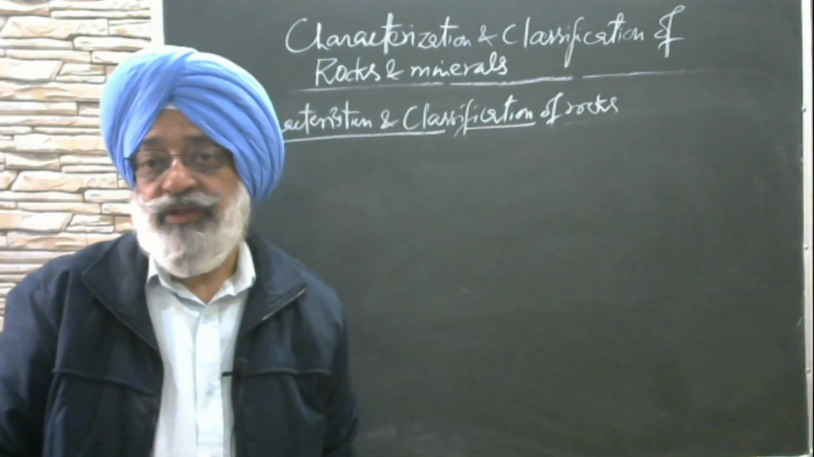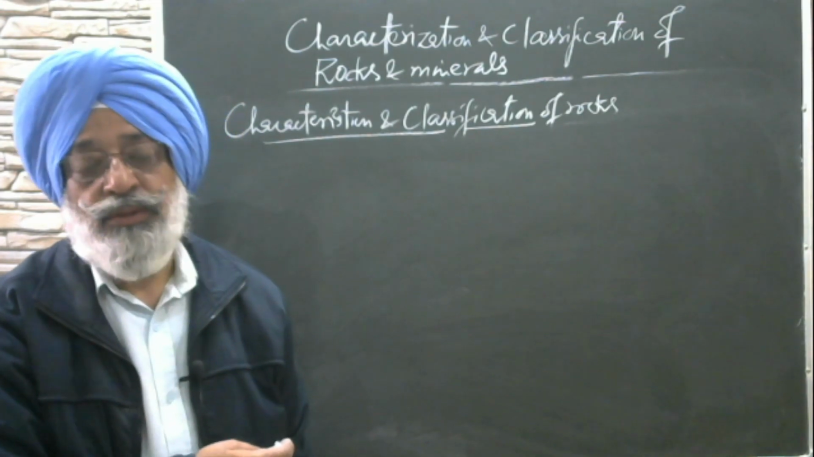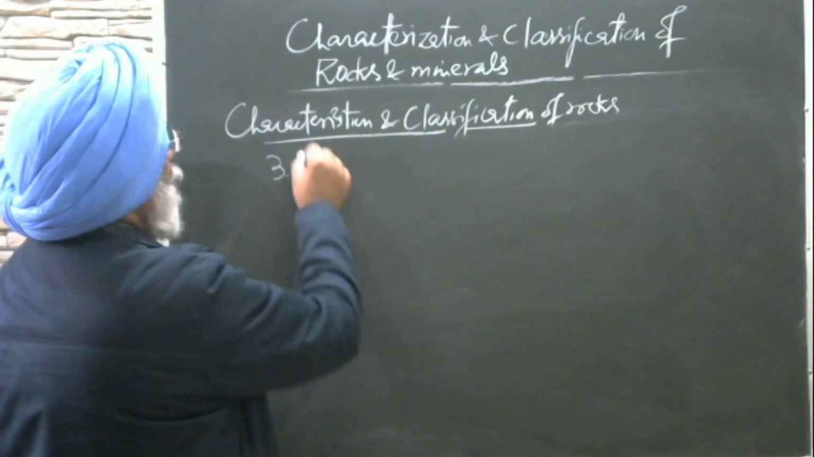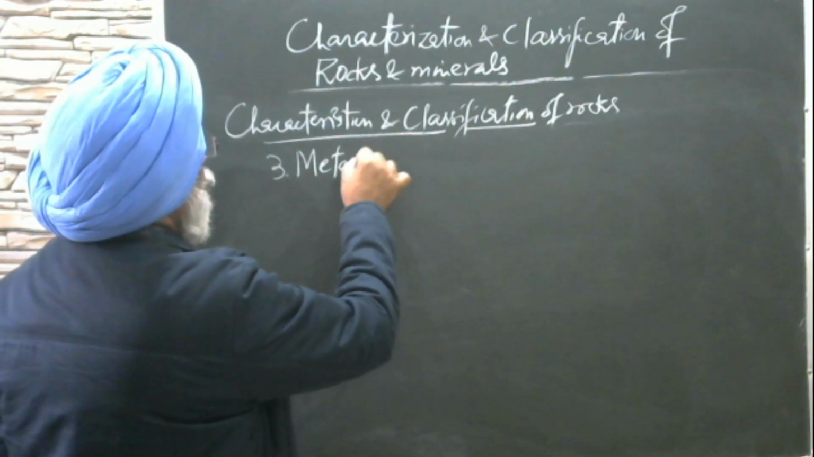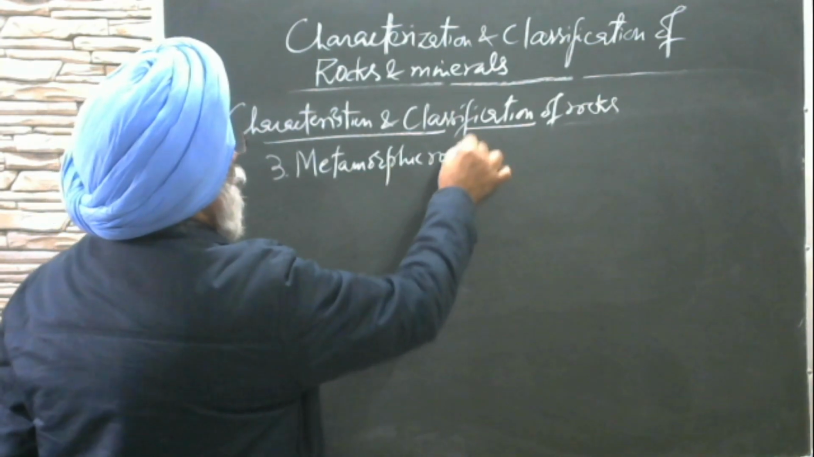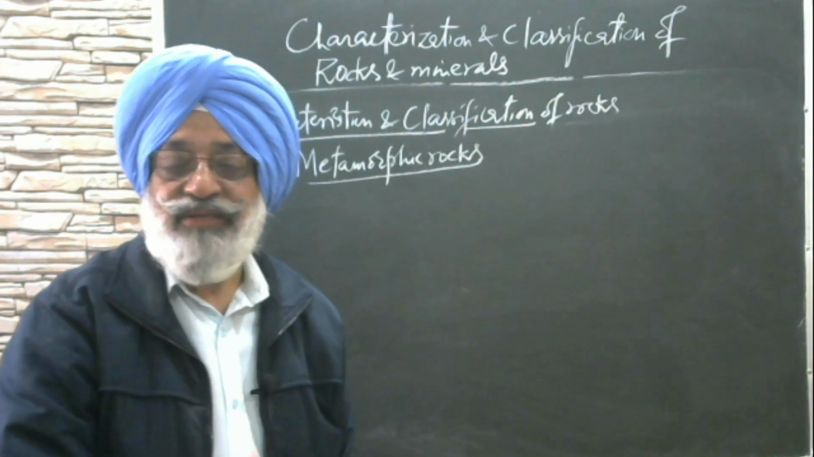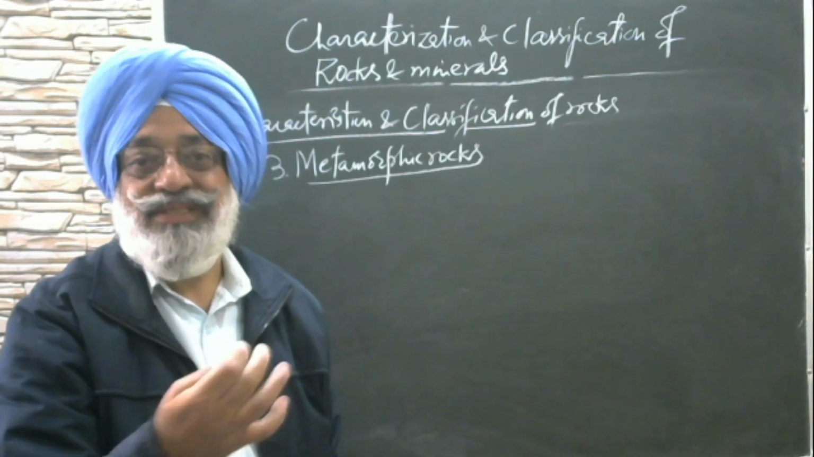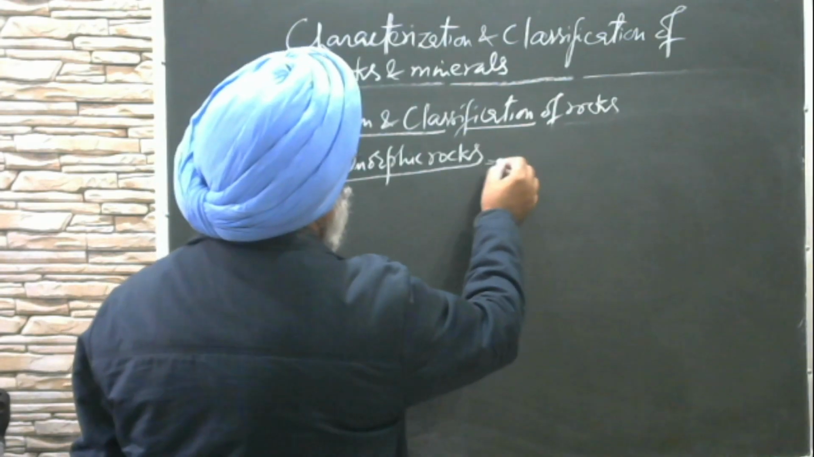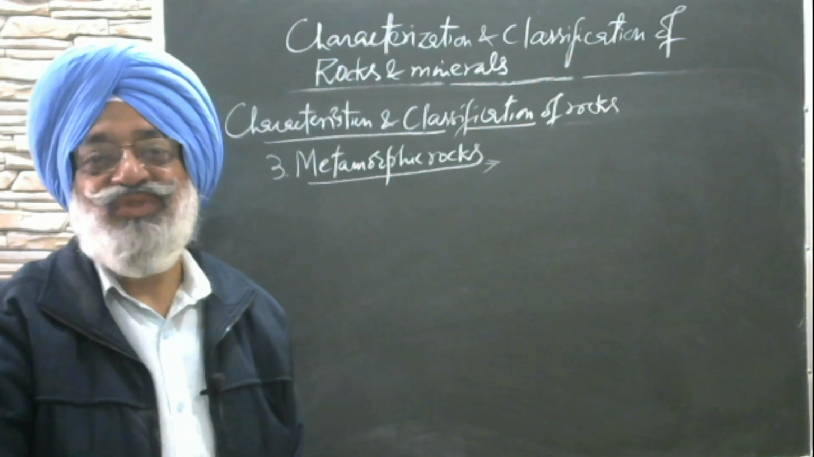So continuing with the previous section of this topic, our next type of rocks are metamorphic rocks. In part 1 of this lecture, I told you that rocks can be classified as igneous rocks, sedimentary rocks, and then third is the metamorphic rocks. Metamorphic rocks, as the name says, metamorphism, changes.